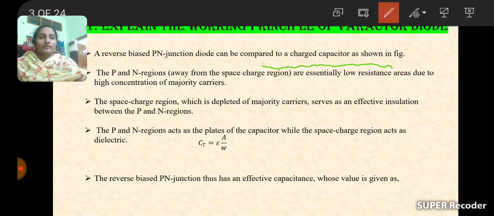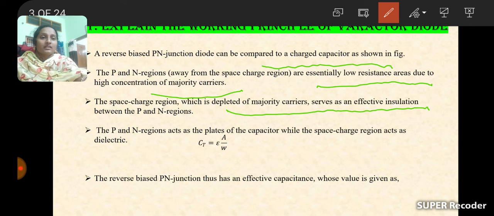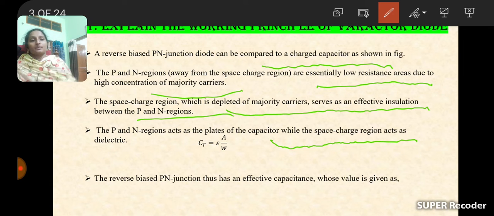Now coming to the slide, check the slide once. Here the P and N regions are essentially low-resistance areas due to the high concentration of majority charge carriers. The space charge region, which is depleted of majority charge carriers, serves as an effective insulation between the P and N regions. The P and N regions act as the plates of the capacitor, while the space charge region acts as the dielectric medium. So what is the equation for capacitance?